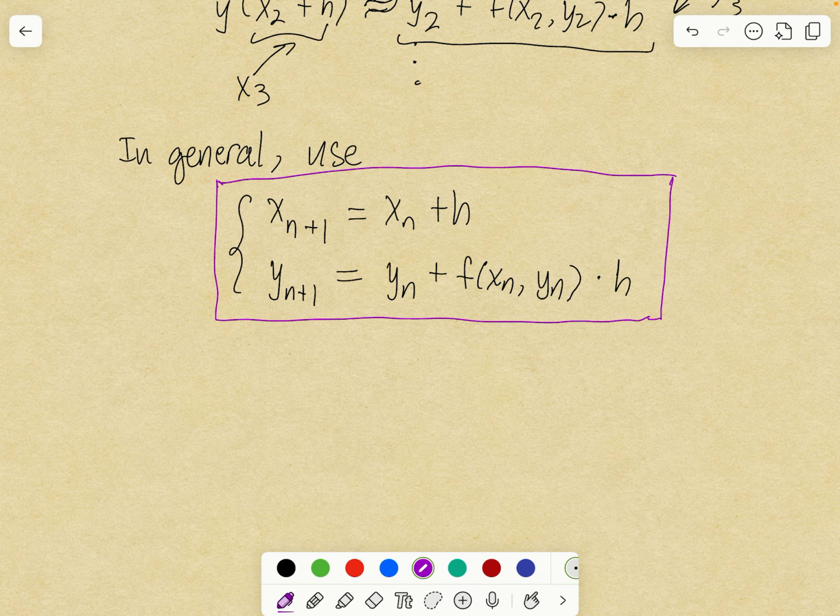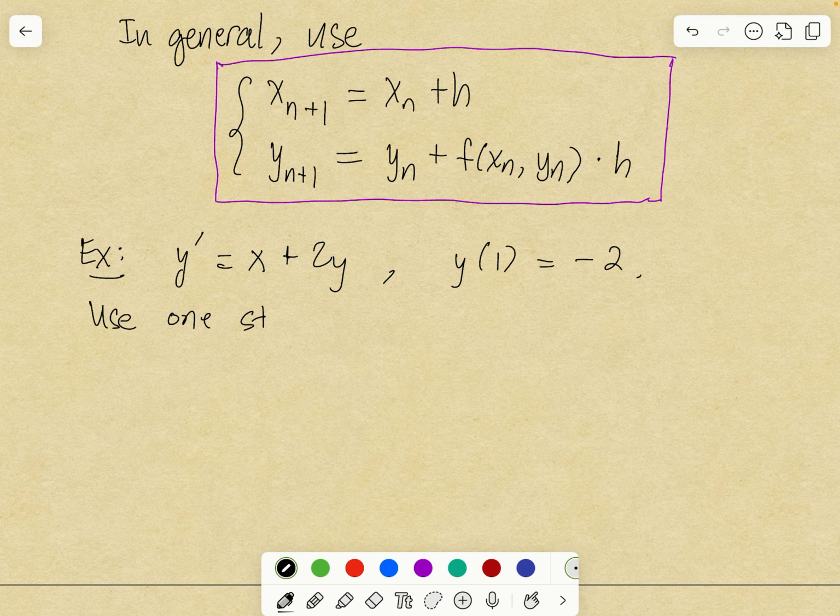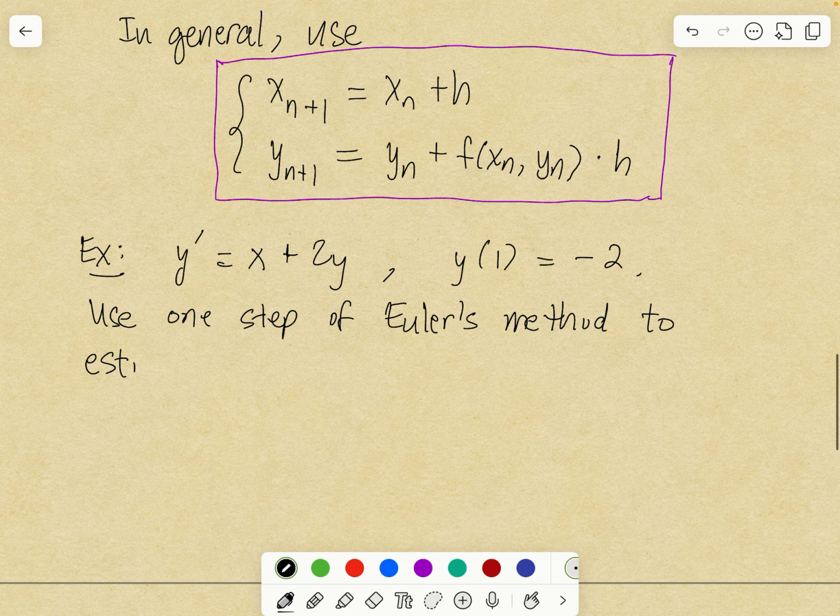So let's look at an example so that we understand what's going on. So let's say that you have this differential equation y prime equals x plus 2y. And you know that y of 1 is equal to negative 2. Use one step of Euler's method to estimate y of 3 over 2.